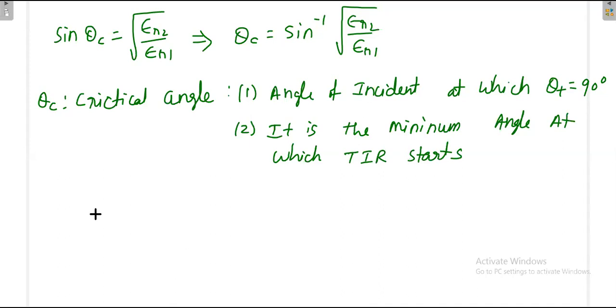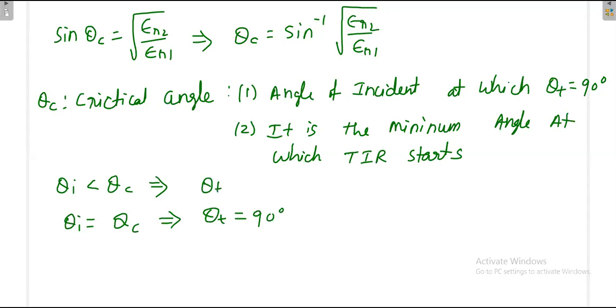Now the question arises, what will happen if theta i is less than theta c? If theta i is equal to theta c, definitely my theta t will be 90 degree. If my theta i is less than theta c, then my theta t will be less than 90 degree. When theta t is less than 90 degree, there is no total internal reflection. Here TIR just starts.